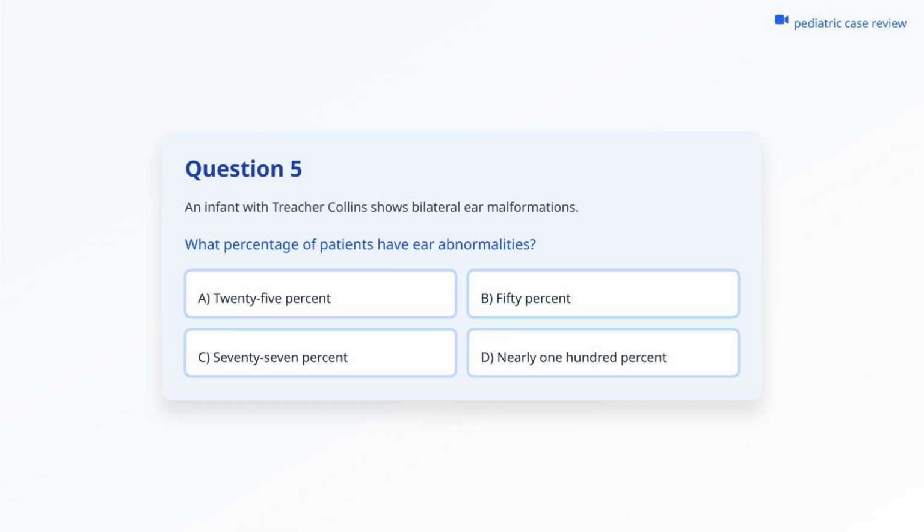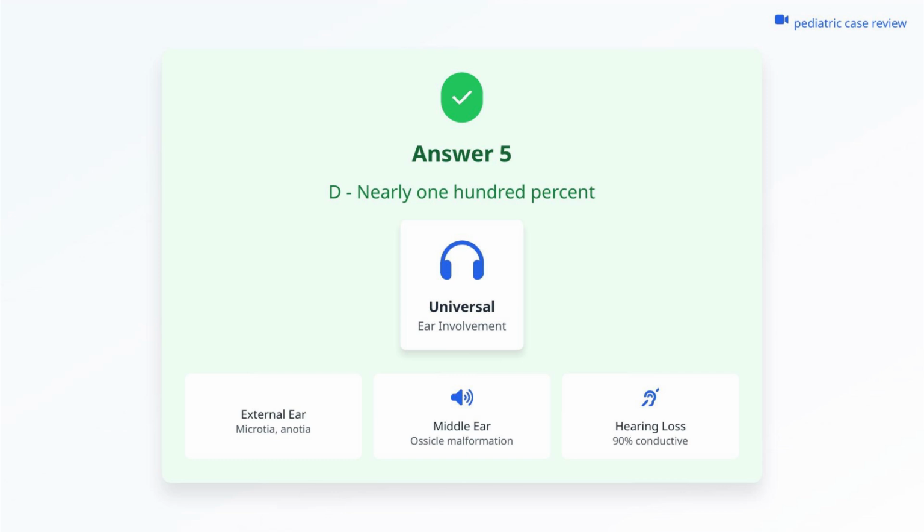Question 5. An infant with Treacher Collins shows bilateral ear malformations. What percentage of patients have ear abnormalities? Option A, 25%. Option B, 50%. Option C, 77%. Option D, nearly 100%. Consider how commonly auricular defects occur in this syndrome. The correct answer is D.